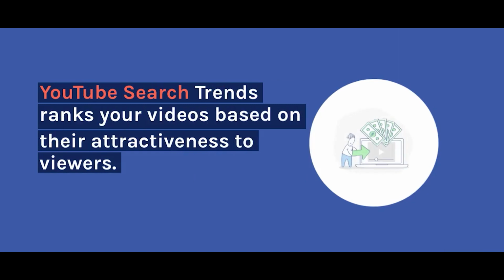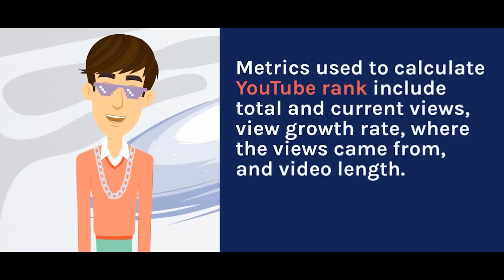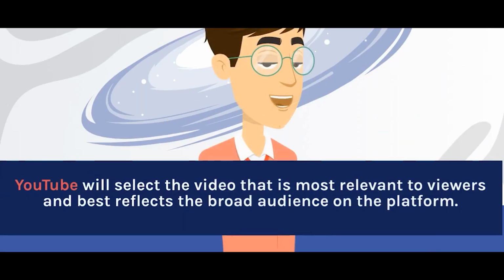YouTube Search Trends ranks your videos based on their attractiveness to viewers. Metrics used to calculate YouTube rank include total and current views, view growth rate, where the views came from, and video length. YouTube will select the video that is most relevant to viewers and best reflects the broad audience on the platform.